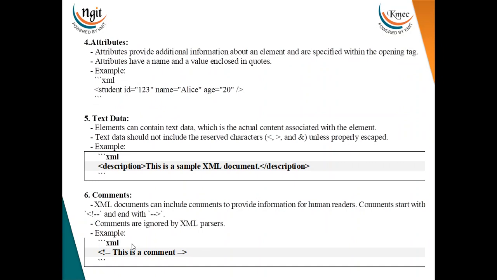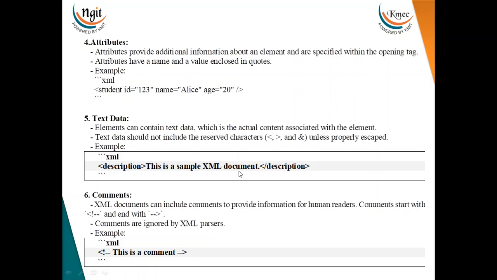Attributes, we know, have to be specified within the opening tag, and the value should be enclosed in quotes. And text data: elements sometimes may contain text data, which is the actual content associated with the element. We should be careful that it does not include any reserved characters. We know these three characters are reserved. Unless properly escaped you cannot make use of these characters.